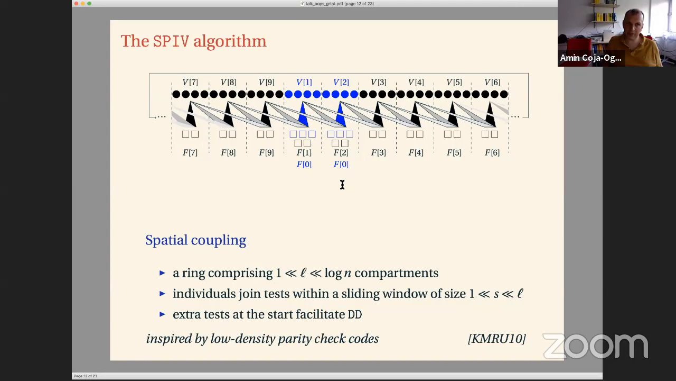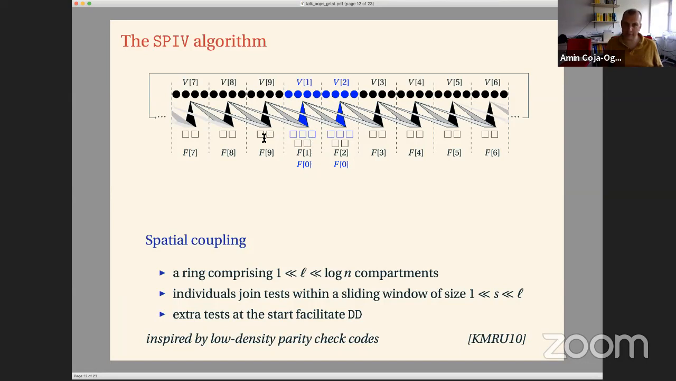Here's what we do for group testing. We partition the set of individuals and the set of tests that we conduct into compartments of equal sizes. So here's my first compartment. It contains some number of individuals. Here's the second compartment. It contains the same number of individuals, and so on and so forth. And so these compartments of individuals are arranged topologically along a ring structure. So in the end here, you can think of this as wrapping around, so it wraps back to the left, and ultimately the last compartment is adjacent to the first compartment of individuals. And similarly for the tests.